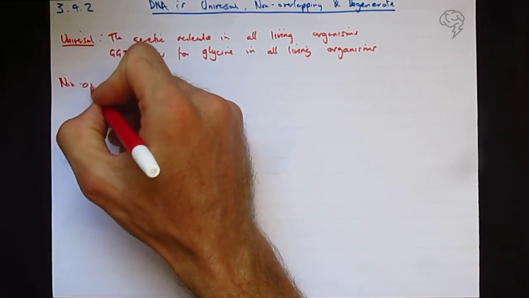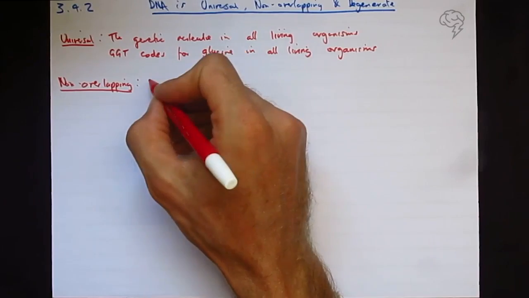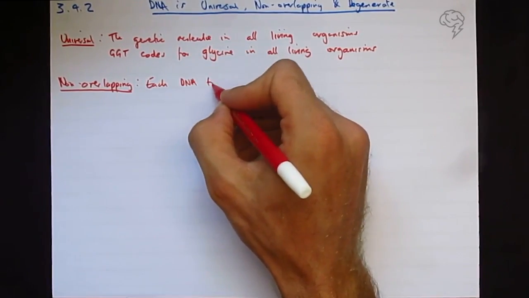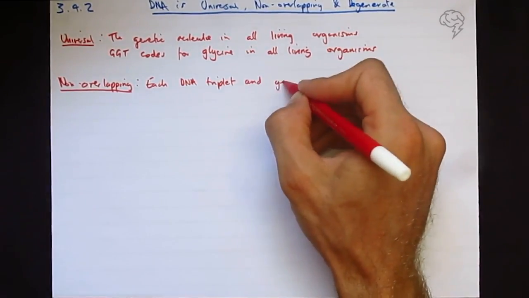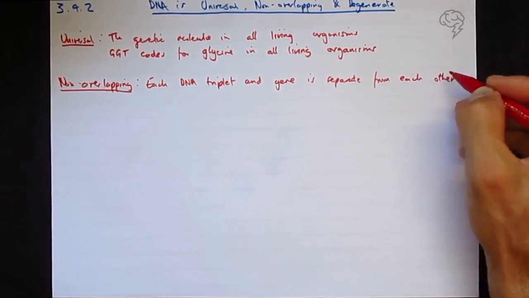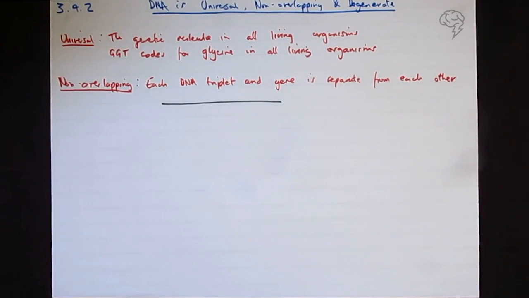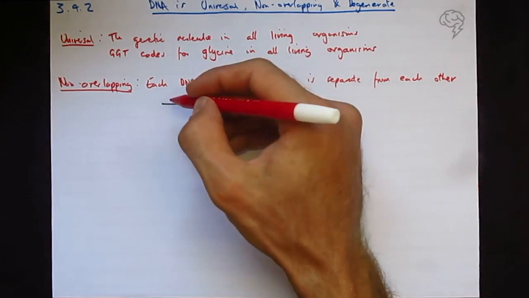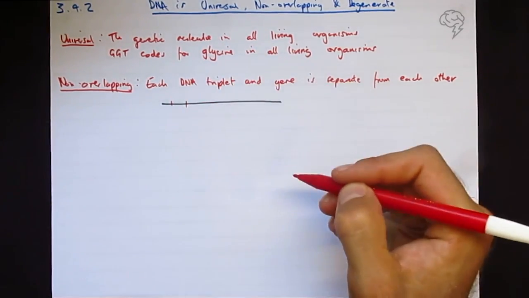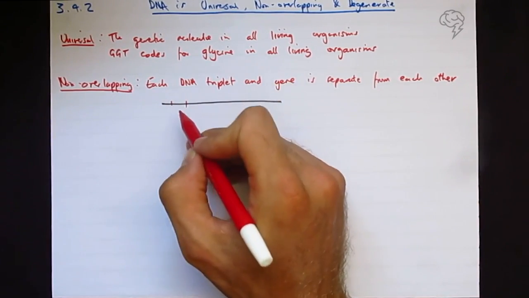Okay then, so non-overlapping. This basically means that each triplet and each gene is separate from each other. You don't get any overlap between one triplet and the next triplet. So if we draw a stretched out piece of DNA, obviously it's all coiled up around histones in chromosomes, in the nucleus, we know that. But if we were to pull it out as a single string, we'd probably have a gene here, but we don't have another gene starting here and finishing here. That's not possible. It's non-overlapping.